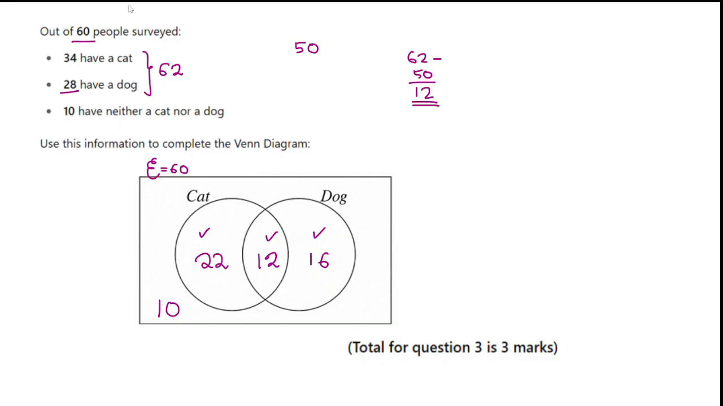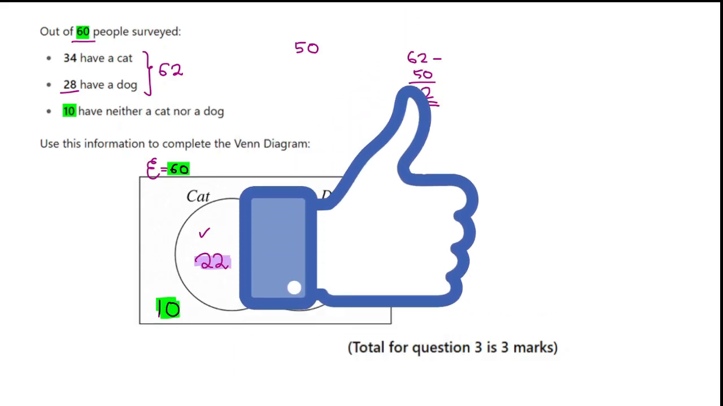So the total is 60 that we have here. 10 have neither a cat nor a dog. So that's outside here. The middle three numbers should now add up to 50. Let's see. 22 add 12 is 34. 34 add 16 gives me 50. So this is the final answer.